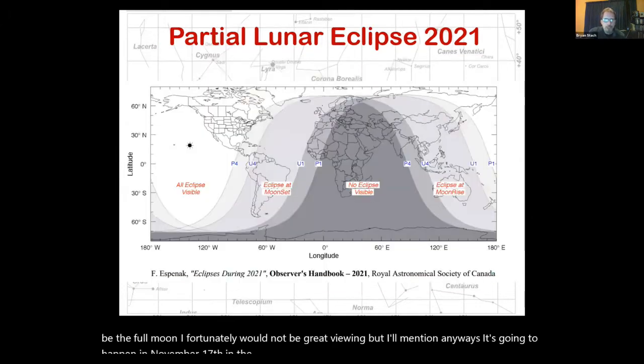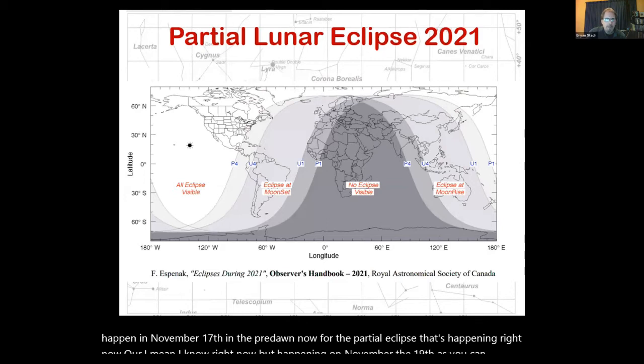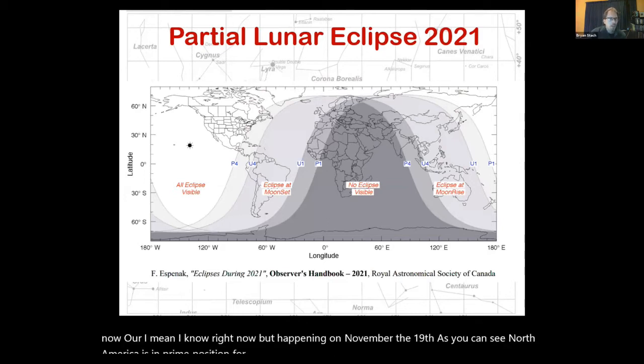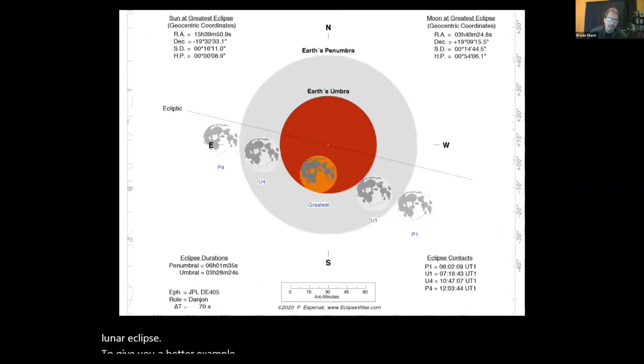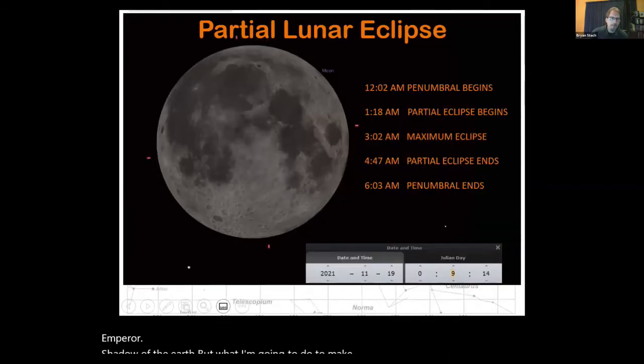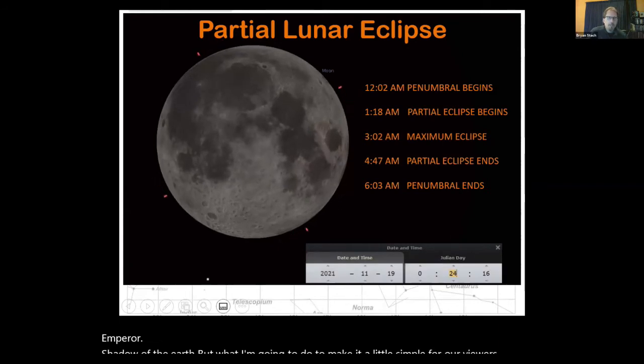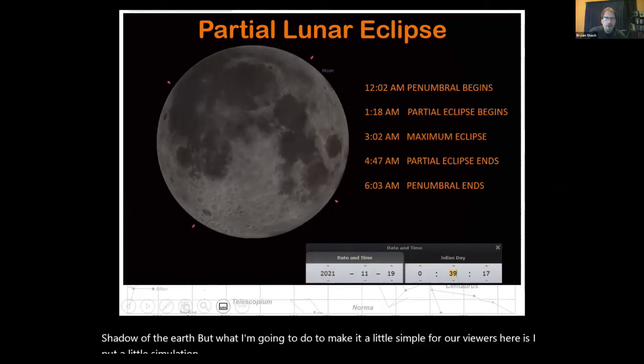Now for the partial eclipse happening on November the 19th. As you can see, North America is in prime position for viewing, but unfortunately, it's only a partial lunar eclipse. To give you a better example, we have the penumbra and umbra shadow of the Earth. To make it a little simpler for our viewers, I've put up a little simulation from Solarium about how it's supposed to look.